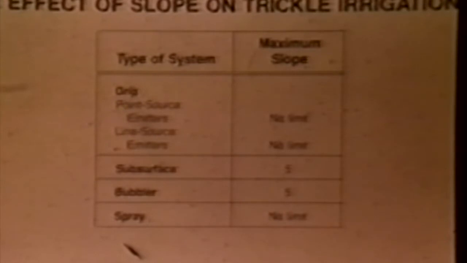Like other irrigation systems, the slope of land should be carefully considered when choosing a trickle system. If the farmer has land that has slopes of less than 5%, any type of trickle irrigation system could be used. If the land has slopes of 5% or more, the subsurface and bubbler systems generally will not be suitable. However, the drip and spray systems can be adapted to any farmable slope.